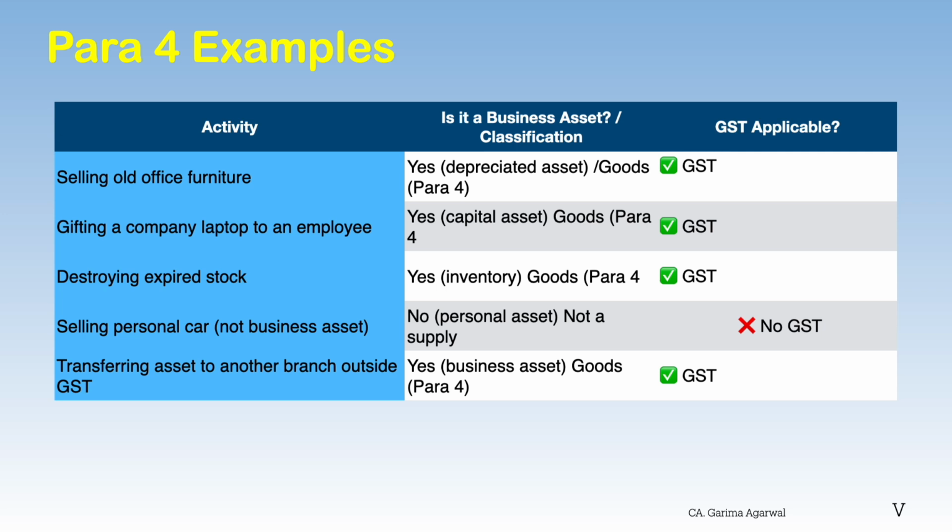Another activity is transferring an asset to another branch outside GST. Again, it is a business asset and it is sent to some other branch which is not subject to GST, that is, a non-taxable person. So again, it is a business asset which has been transferred, so it is a supply of goods and GST will apply.